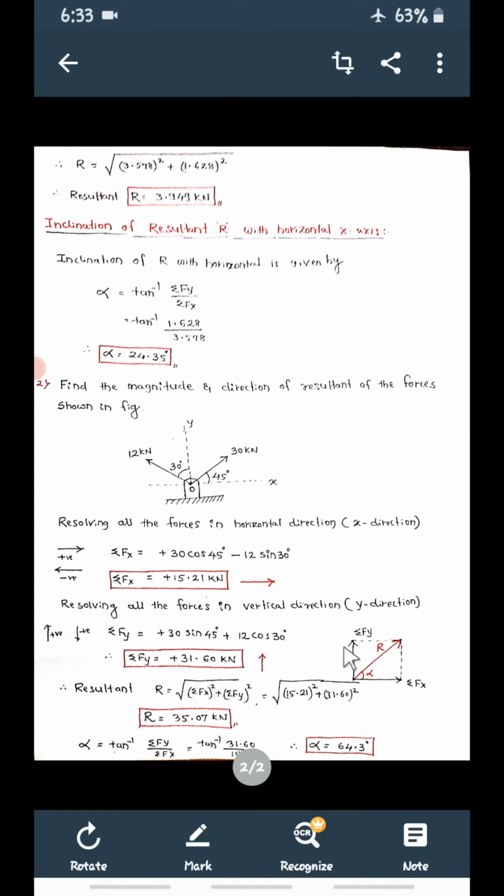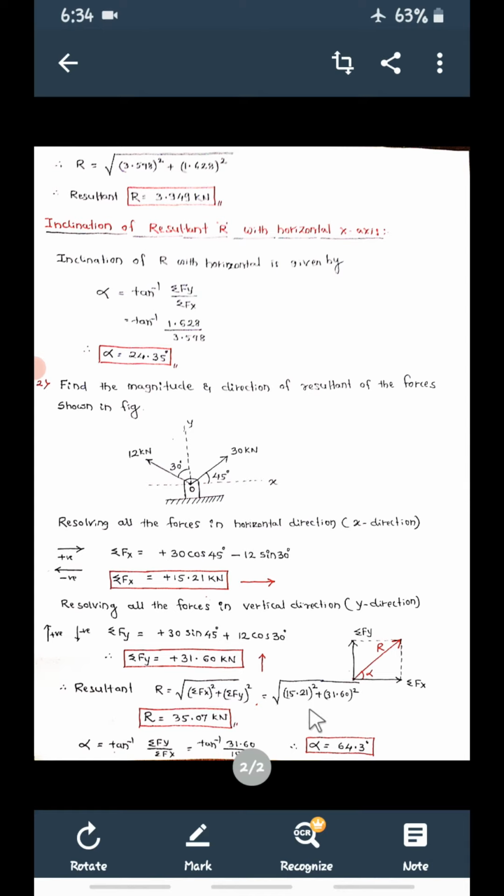So summation Fx is in this direction, summation Fy is in this direction. Complete this rectangle. The diagonal itself is the resultant, and this is alpha. Alpha is always the angle made by the resultant with the x-axis. So this is alpha, this is R. Now R you can find out: resultant R is equal to square root of summation Fx square plus summation Fy square.